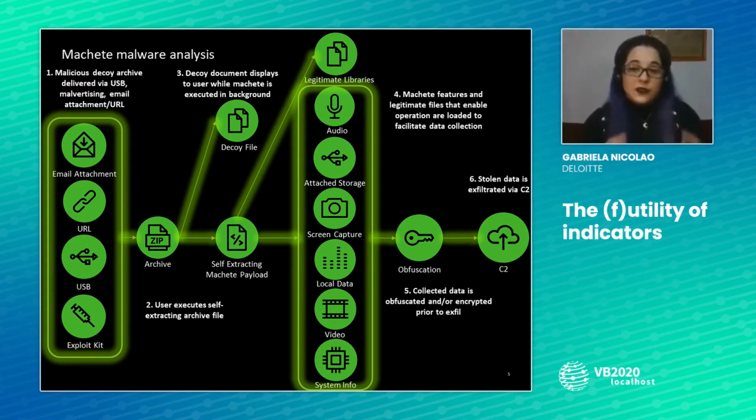This self-extracting file contains Machete's main features and is composed of both legitimate files and malicious files written in Python to carry out their activities and achieve their goal, that is, collecting victims' data. This data is obfuscated or encrypted to make it easier to exfiltrate as it is smaller in size.